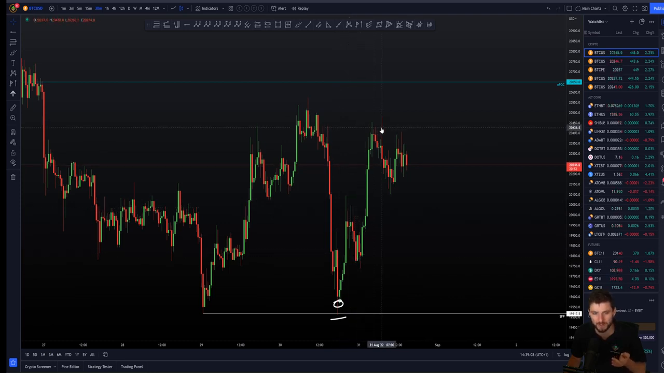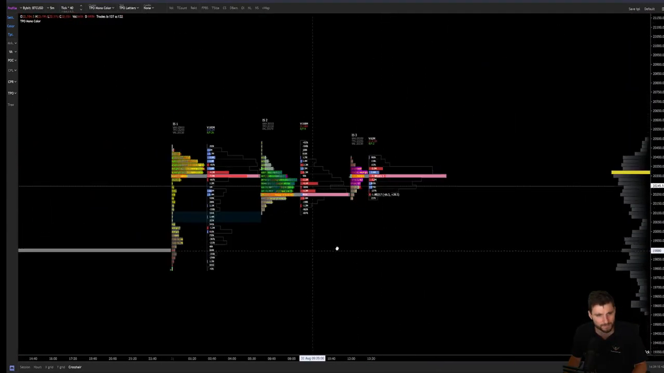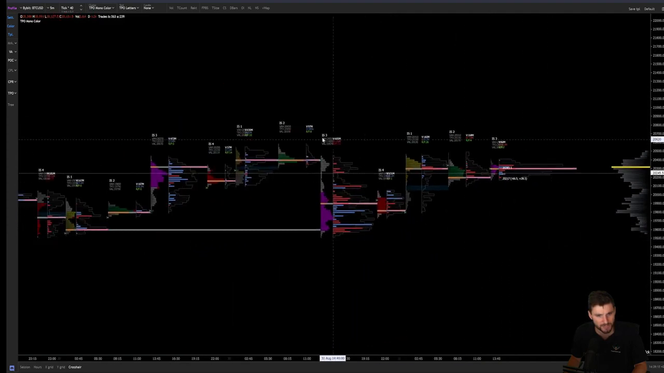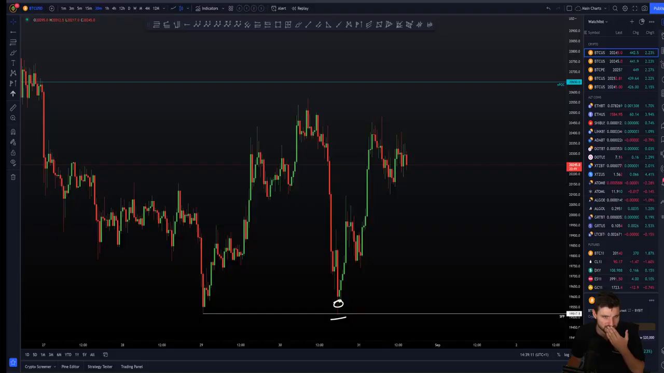Why are we rejecting from where we are here? Range value area high in confluence with some really nice Igor sessions coming in here. You see two Igor sessions lining up together right here. Igor session gave you the highs there at around 20,400. Really, really nice actually to see that.